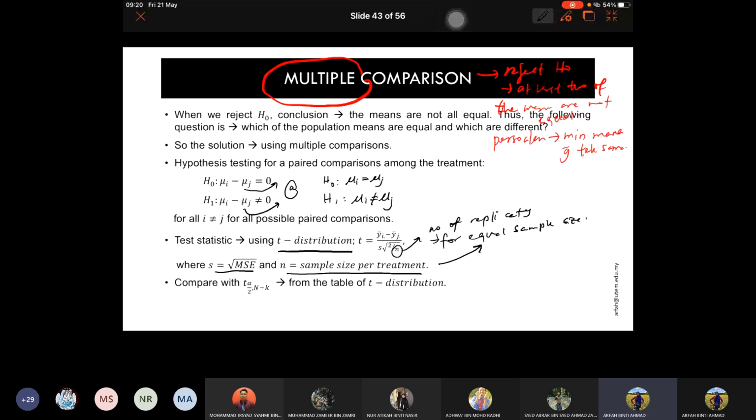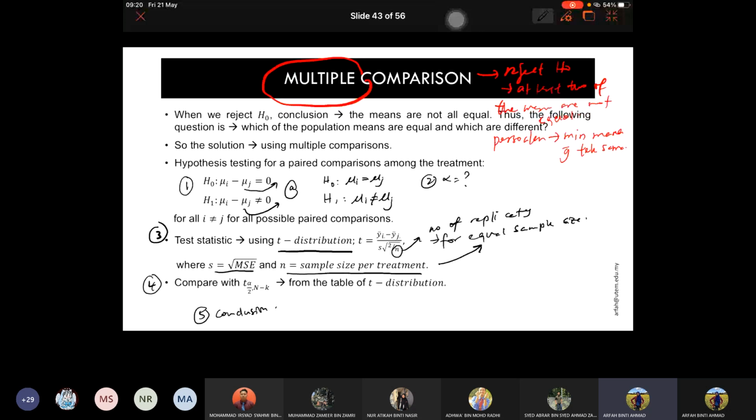So we will compare with T alpha over 2, N minus K, where this one is from the T distribution table. Okay. And then the steps are the same. Step one, list down your H null and H1. Step two, what is your alpha. Step three, test statistic. And then step four, refer to the T distribution table and then make the decision. And step five, write down your conclusion. Okay. So these are the hypothesis testing steps that are the same.